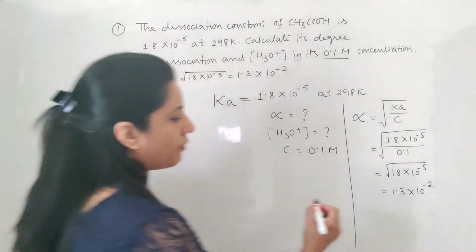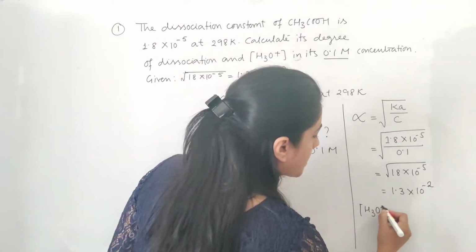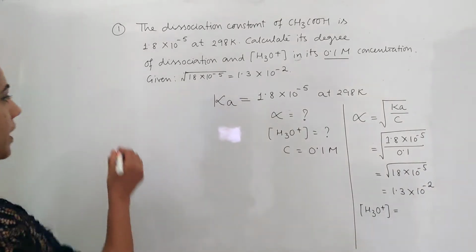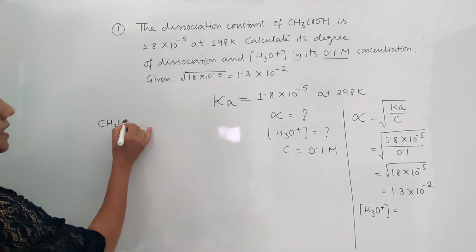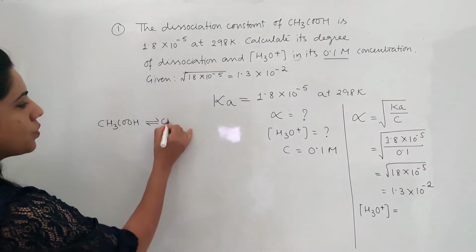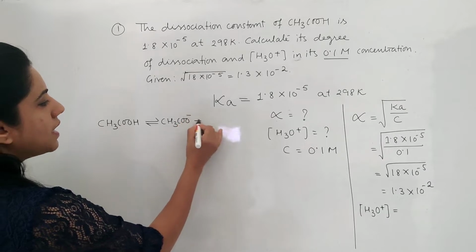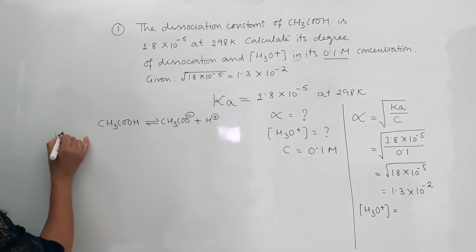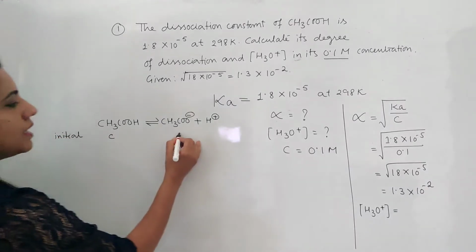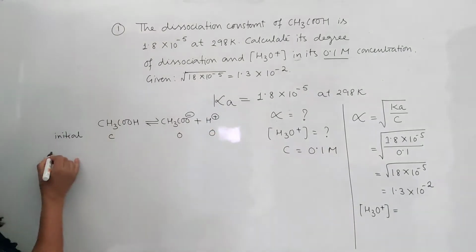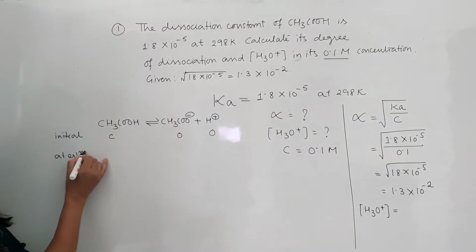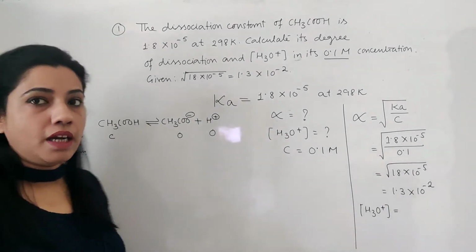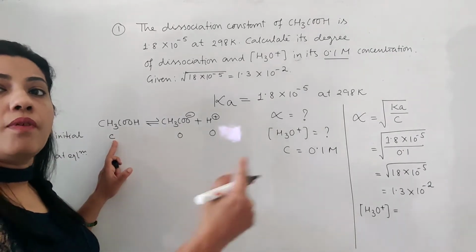Now we need to find out the concentration of H3O plus. To get the concentration of H3O plus, we have to see the dissociation. So let us do the dissociation of acetic acid. CH3COOH dissociates to give CH3COO minus and H plus. Now suppose you take initial concentration as C. Initial concentration is C, this is 0, this is also 0. At equilibrium, we are considering that alpha is the degree of dissociation. So from 1 mole, alpha gets dissociated. From C mole, C alpha will get dissociated.